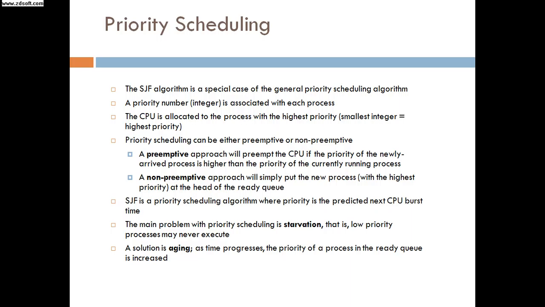the highest priority. But in the case of the preemptive approach, the CPU will be preempted if the priority of the newly arrived process is higher than the priority of the currently running process. So it is termed preemptive priority scheduling. The main problem with priority scheduling is starvation, that is, a low priority process may never execute.